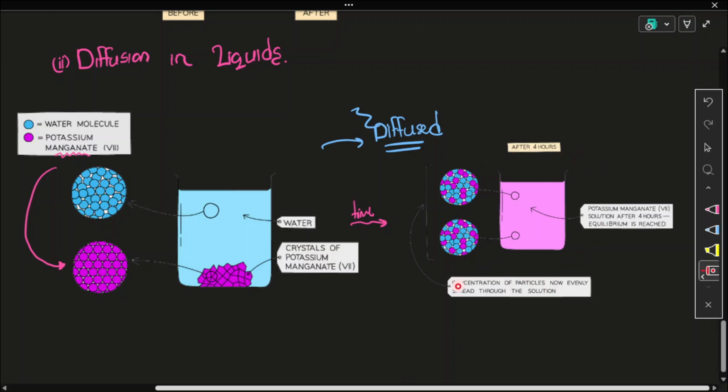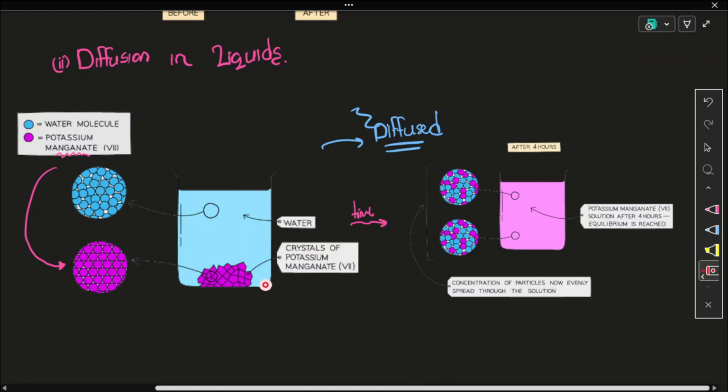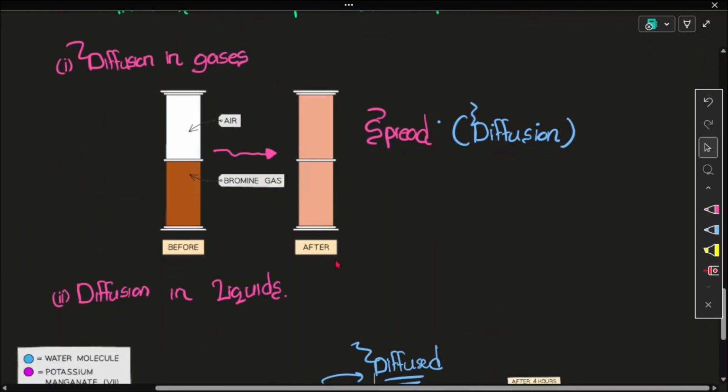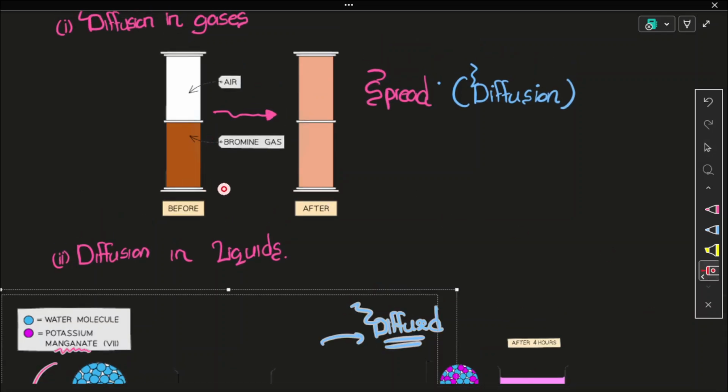What's a better word now? The particles have diffused throughout the solution. In gases, the exact same thing happened. The particles just randomly move from one place to another. If you have a keen eye, you would have noticed that the particles tend to move from a place where they are very crowded into free space. And now everything's balanced, kind of.